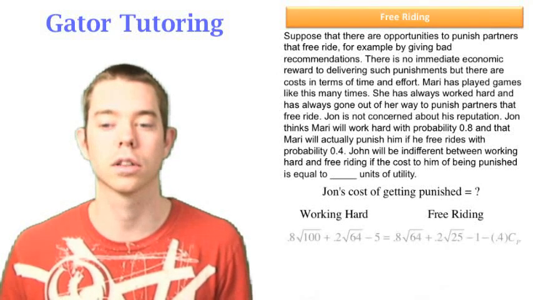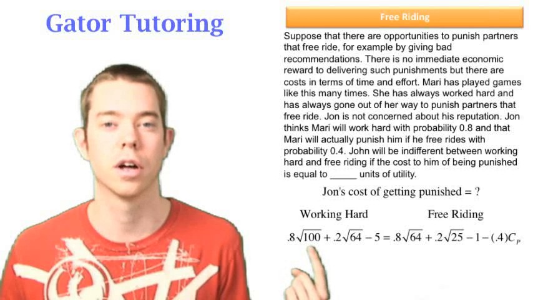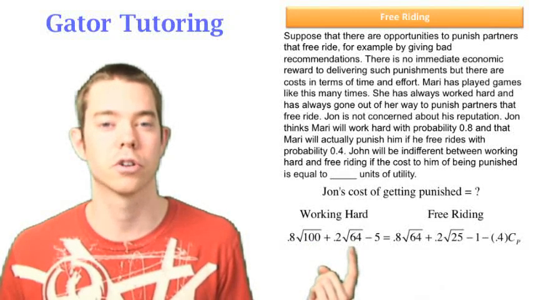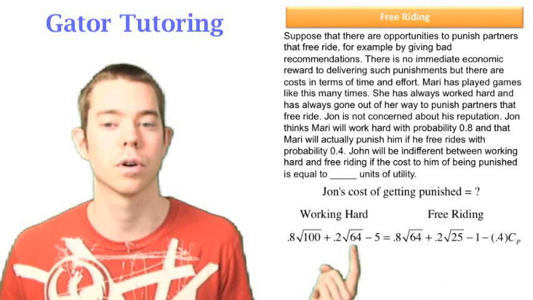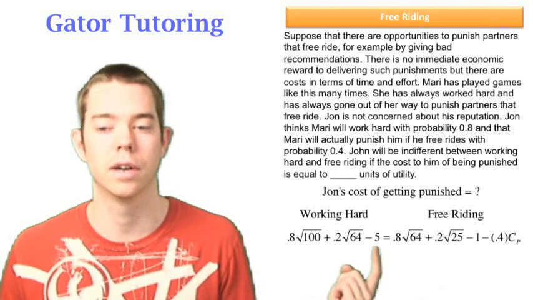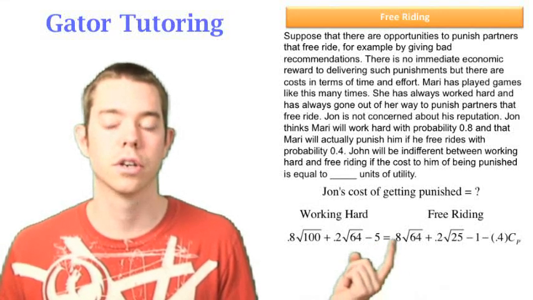What does working hard look like? 80% of the time, Mary will work hard as well, and they'll split $200, so John will get $100. 20% of the time, Mary will not work hard, and they'll split $128, so John will get $64. He did work hard, so we have the minus 5, which was the disutility if each person works hard. We're going to set that equal to this side.